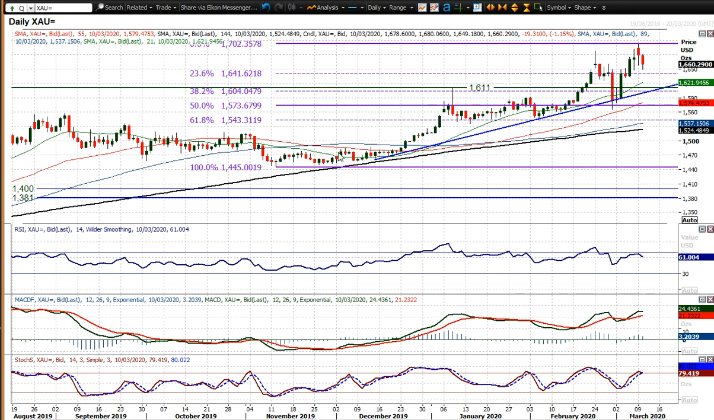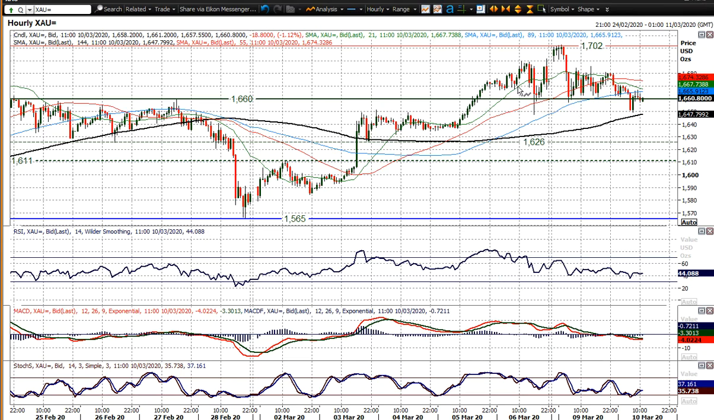I've redrawn that Fibonacci retracement to take account of that move to 1702. That comes in at 1641 now. Today's low is 1649, but it's interesting on the hourly chart. You can see this head and shoulders top pattern formation. Now the market is forming lower highs, lower lows. It's starting to fall away.